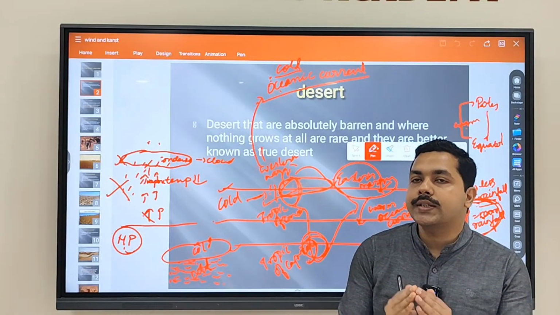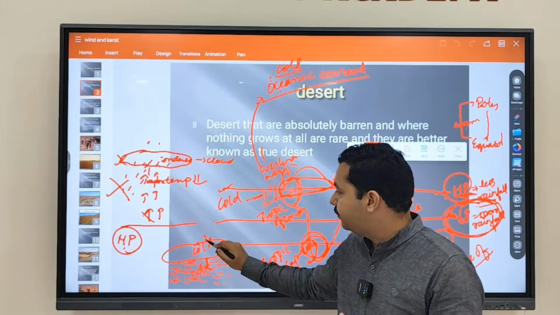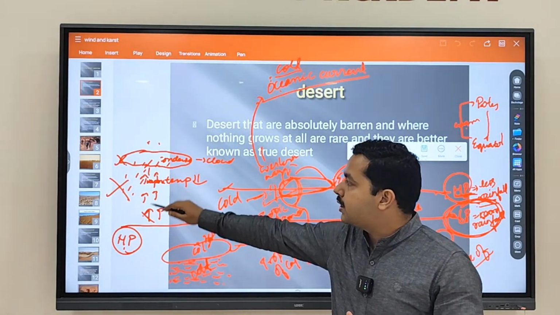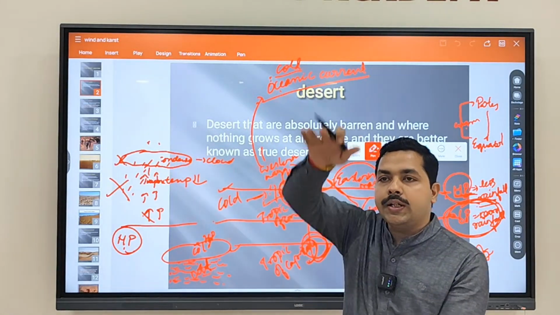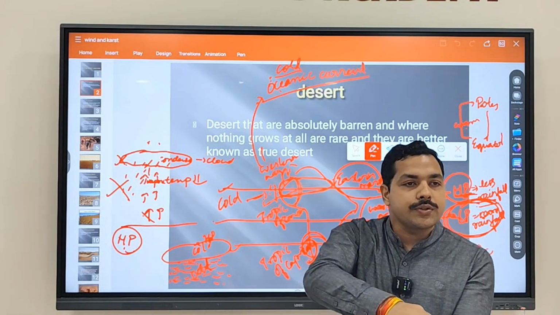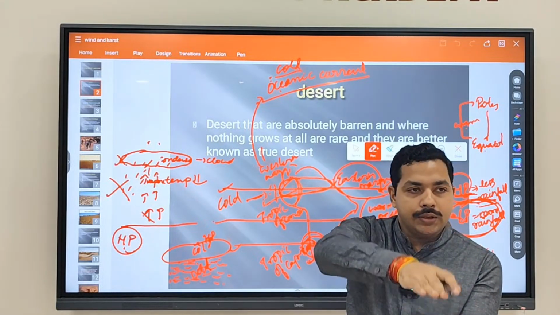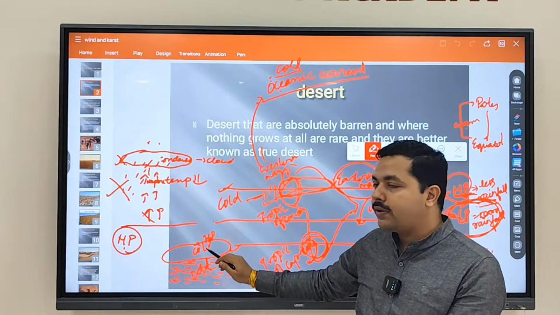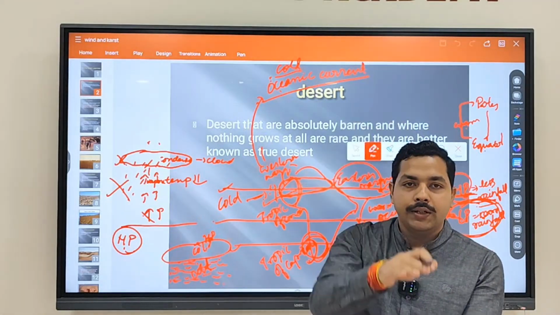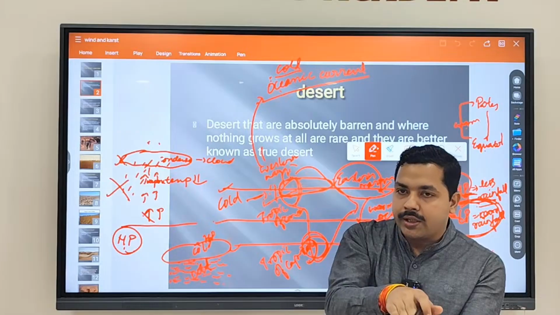Temperature of the air decreases and the air will have a high pressure. When air rises up, it will have a low pressure. Warm current, warm thing, as we discussed, when you are heating something, what will happen? It will expand. So which type of air will expand? Warm air will expand. Which type of air will not expand? Cold air will not expand.